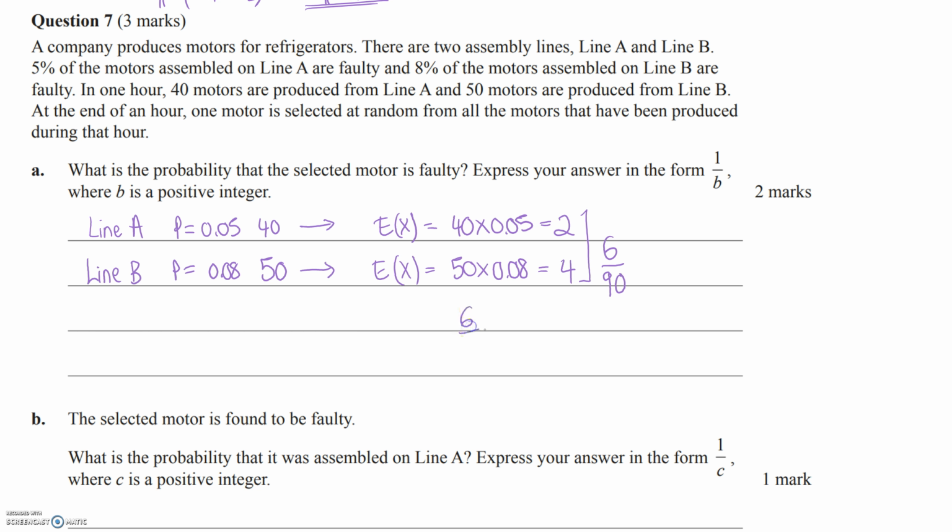So 6 over 90 is all good. However, it asked for it in the form 1 over b. So we've got to cancel down this fraction so that this is a 1 on the top. So if we divide by 6 on the top, we get 1. If we divide by 6 on the bottom, we get 15. So our answer is 1 in 15.